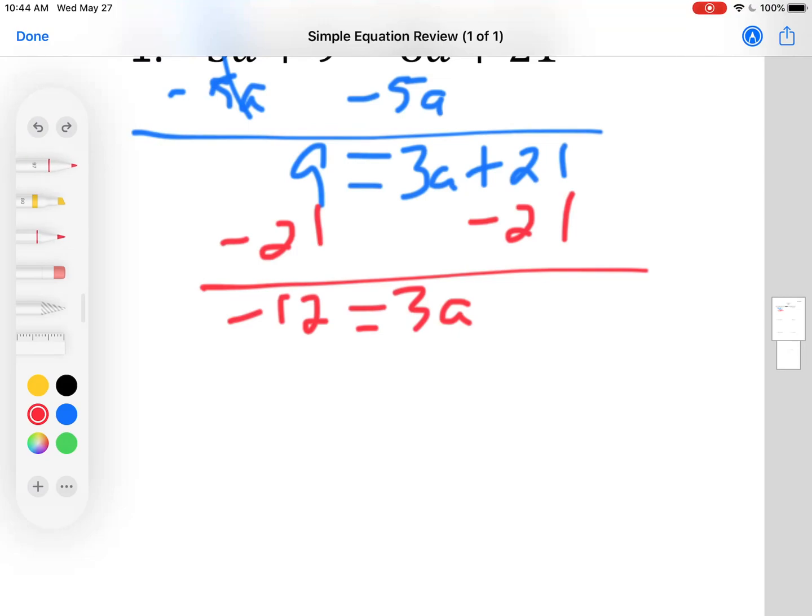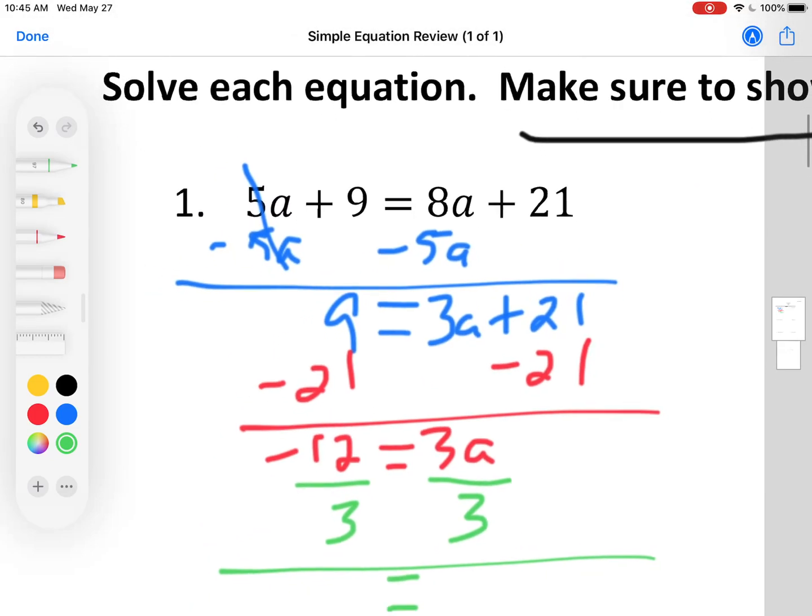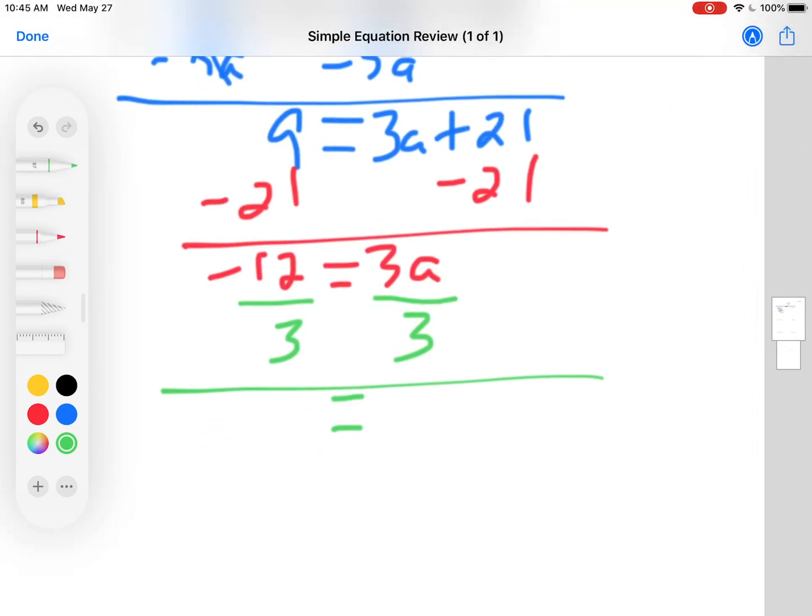Now we will get rid of this by dividing. What is multiplying a? 3 is multiplying a. So I will divide both sides by 3. Put the equal sign. Again, look. The equal signs all line up vertically. Makes it nice, makes it clean. Negative 12 divided by 3 is negative 4. 3 cancels, leaving a. Hey, look, I've got a solution.